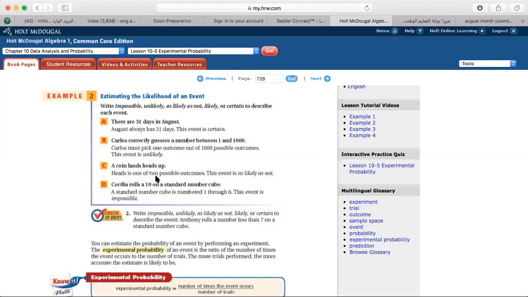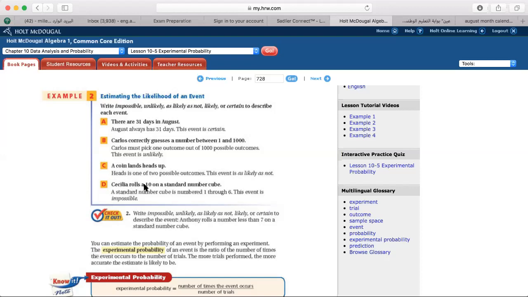Heads is one of two possible outcomes. This event is as likely as not because I have only two. So to get head is 1 out of 2. Not a high chance, it is one of two chances. So it is 50%. So it is as likely as not.